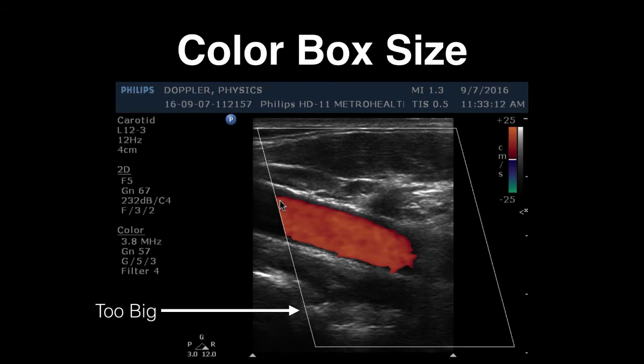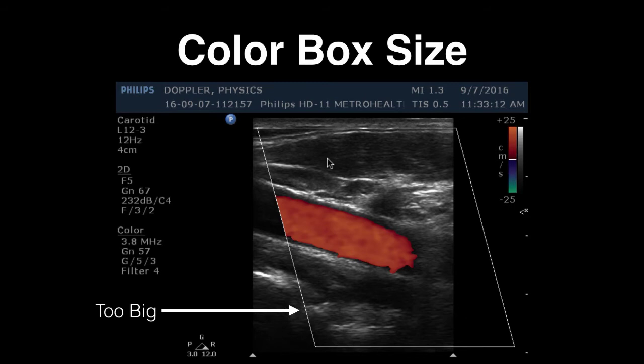You want to make sure that you don't have the color box too big, because basically now you're asking the machine to obtain Doppler information from this entire area. So the larger the area you're going to ask it to obtain Doppler information from, the slower the frame rate is going to be.